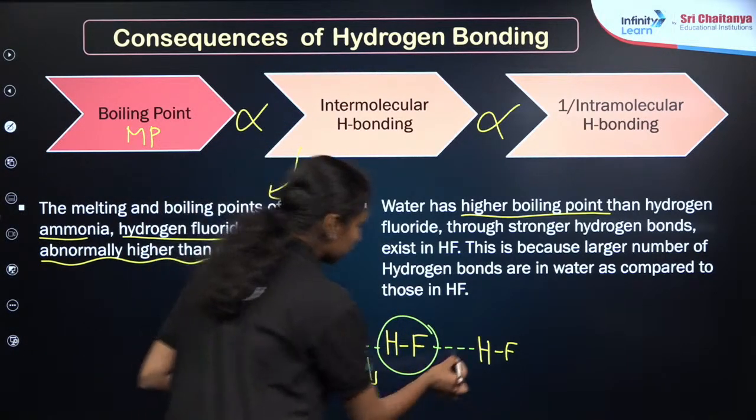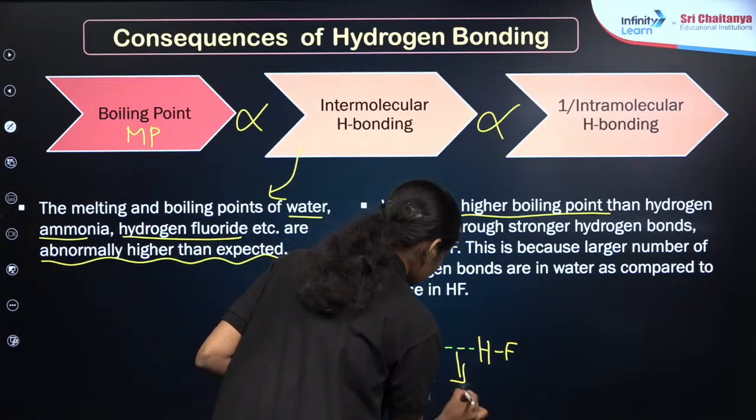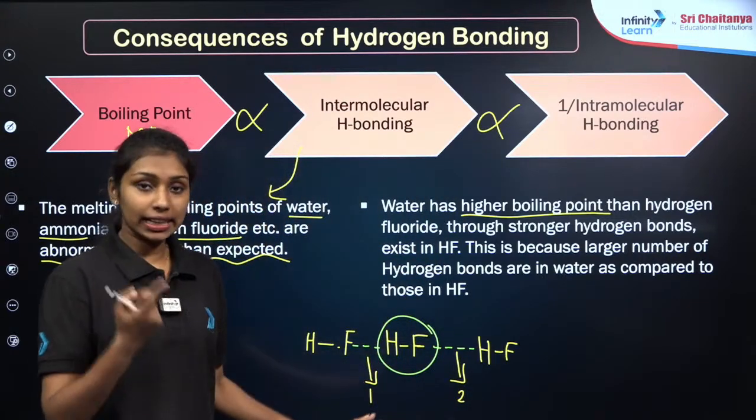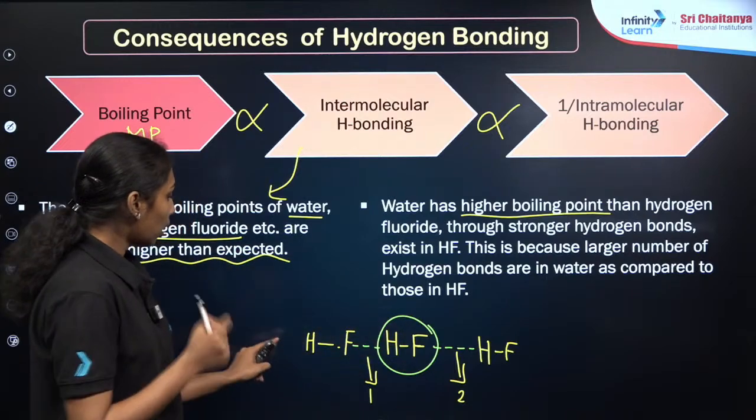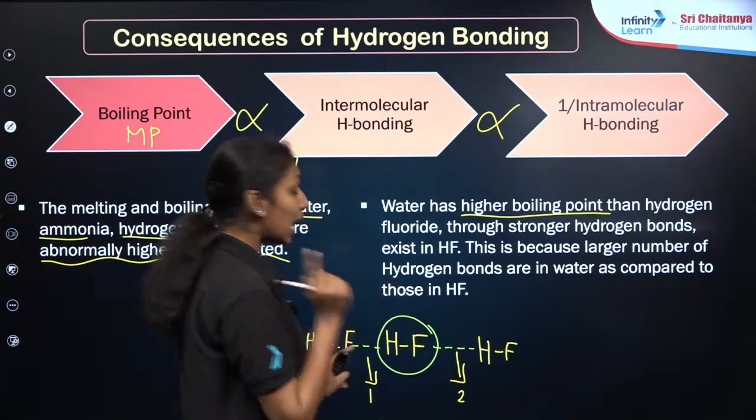Okay, this is one hydrogen bond, and this is another one, right? The second one. So we can say that whenever we are taking the hydrogen fluoride molecule, it has the tendency to form two intermolecular hydrogen bonds at a time.